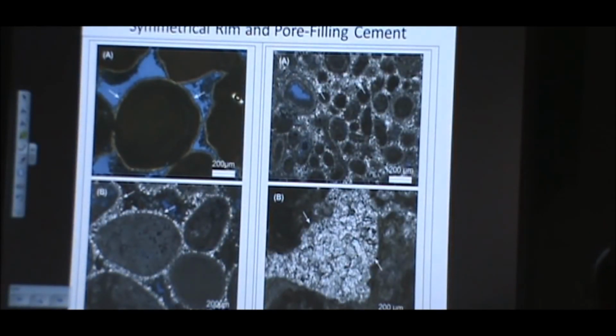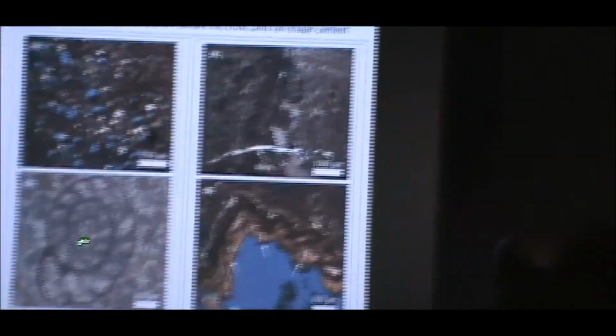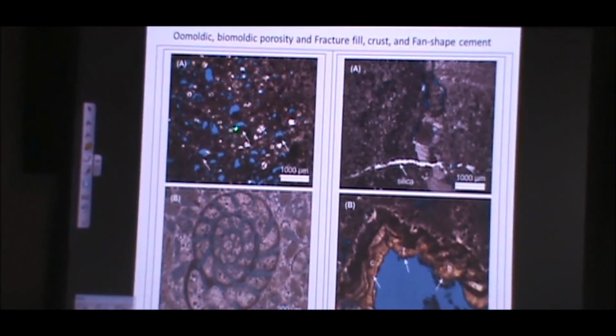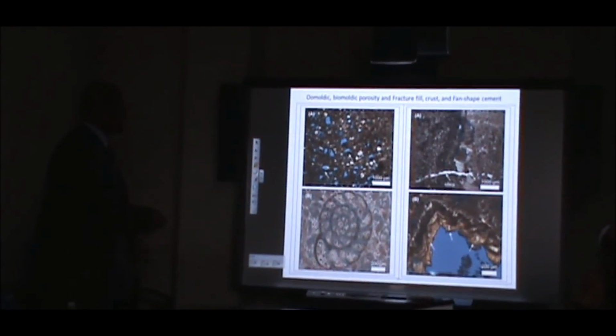These are the thin sections. This is an example of the symmetrical rim fibers. Here, dogtooth symmetrical rim cement. And here, pore-filled cement. This is intergrain, and this is intragrain. This is the oomoldic and biomoldic porosity from dissolution. We have geopetal fill. This is the leftover after the dissolution.